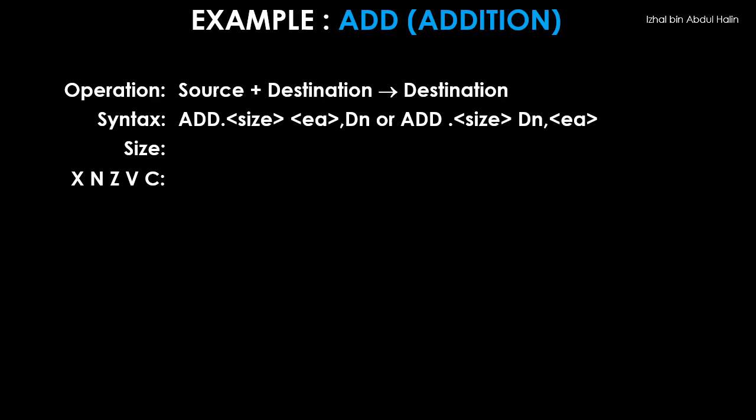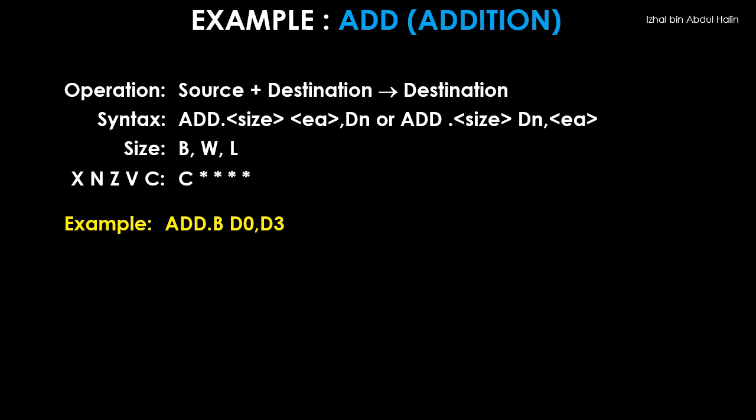This instruction works on byte, word, and long word size data. Now, for the status register, the extend flag follows the value of the carry flag. All other flags are affected by this instruction, this is why I'm showing an asterisk symbol in the affected bits of the status register. The instruction in the example is ADD.B D0, D3. This implies that the operand size is a byte and that D0 is the source register while D3 is the destination.